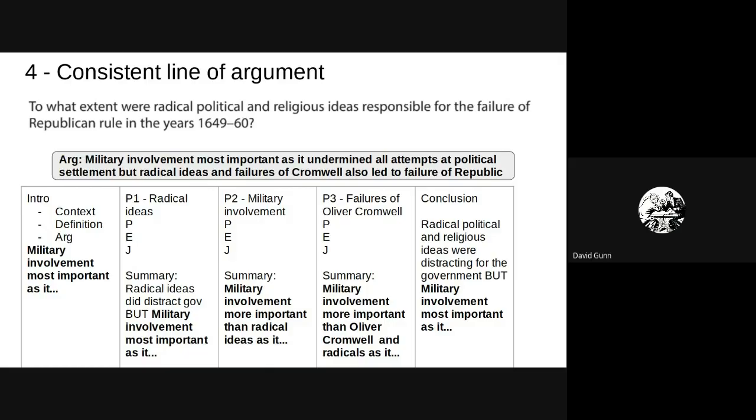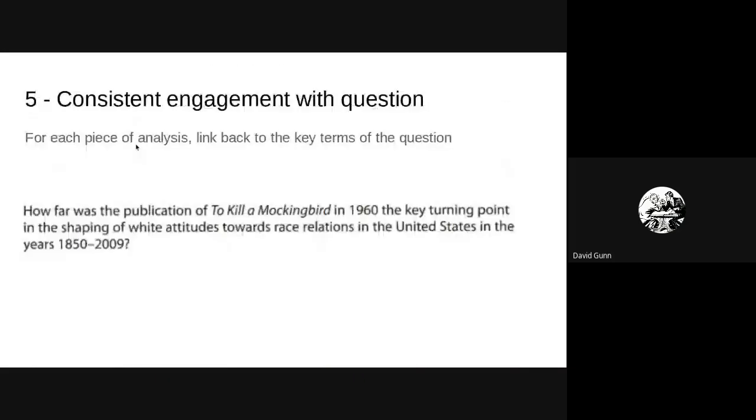So that's really important. In the conclusion, you're answering the question and giving your argument again. So yes, it is repetitive. Having a consistent line of argument means that you're consistently engaging with it. It shouldn't be a surprise just in the conclusion. It should be running as a thread throughout your whole essay. Okay, so hopefully that's clear. Okay, so the 5th tip is consistently engaging with the question.